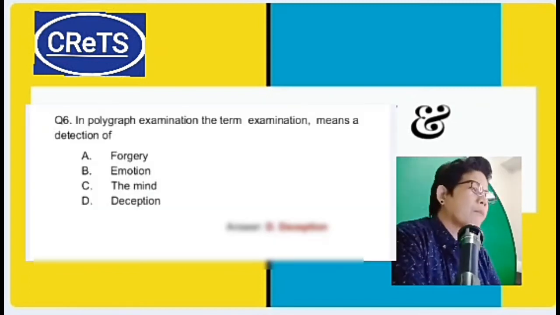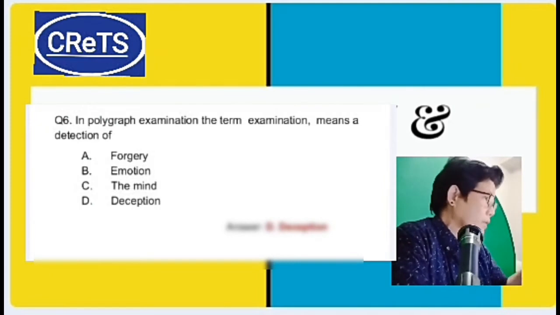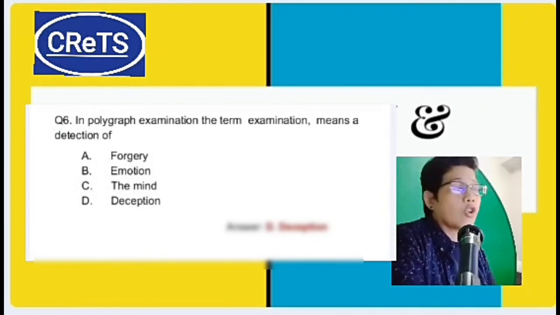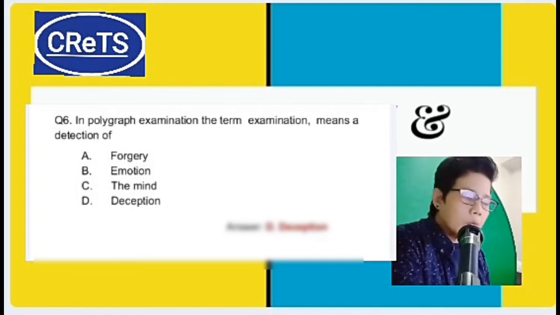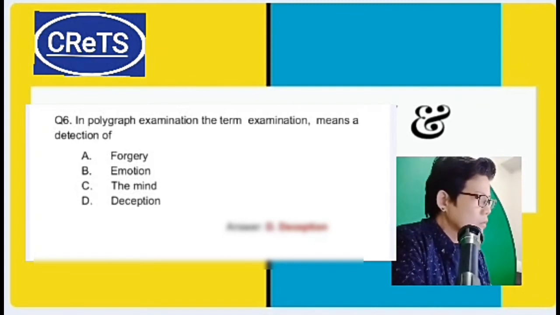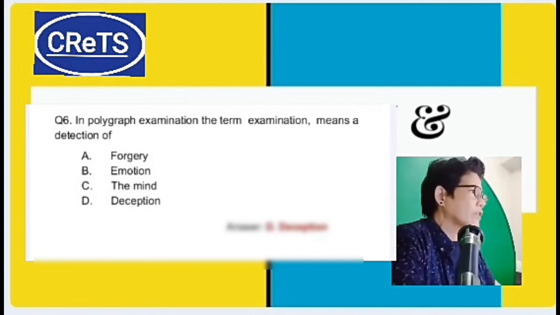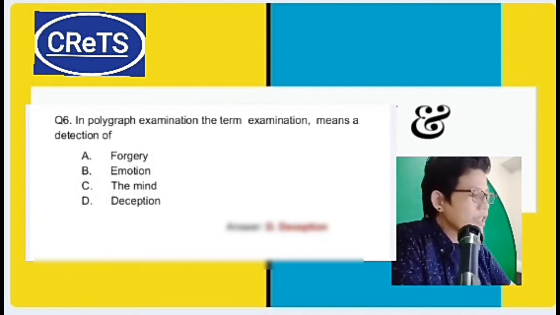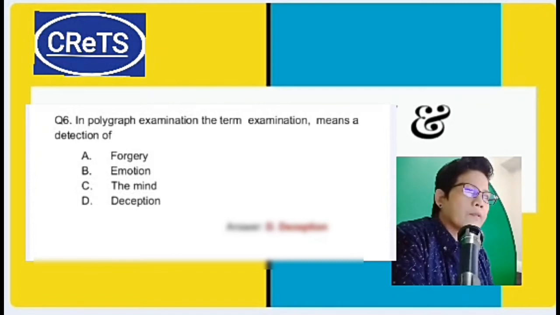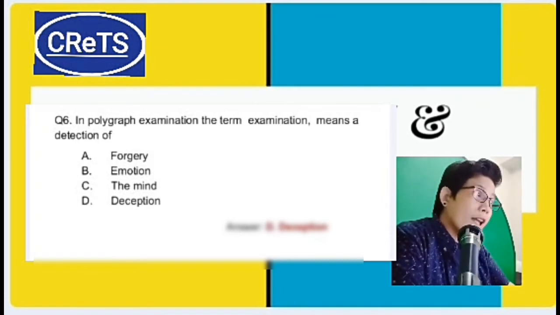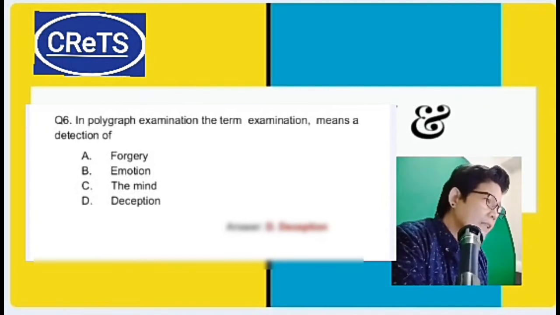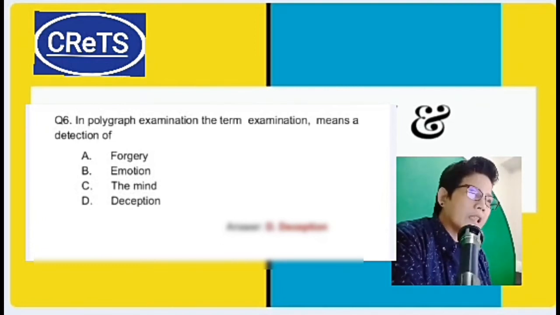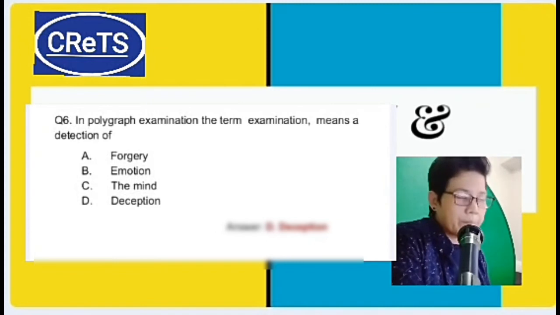Alright? In polygraph examination, the term examination means detection of what? Answer. Deception. Yes. Who answered that? Identify yourself. Christian. Very good. Deception. You know why, class? Napaka-easy ng tanong sa una lagi, ano? Okay, sasagutan natin yan at alam kong very easy naman yan hanggang hulihan. Magiging easy yan kahit malito pa kayo or lituhin pa kayo, no?